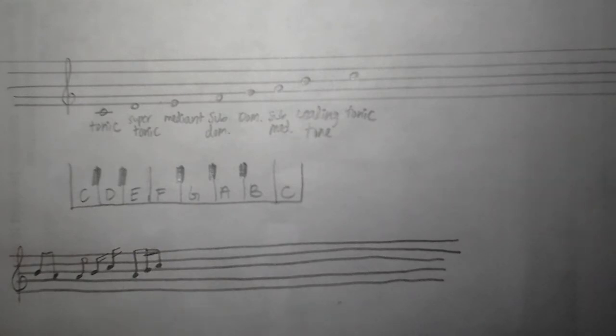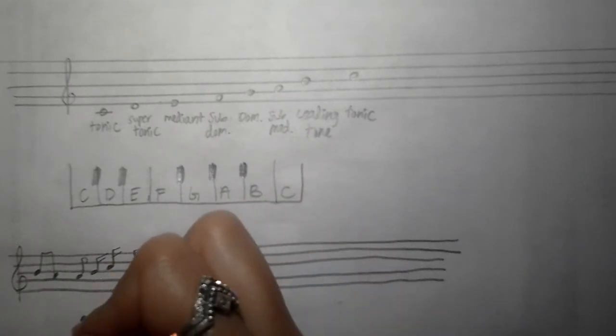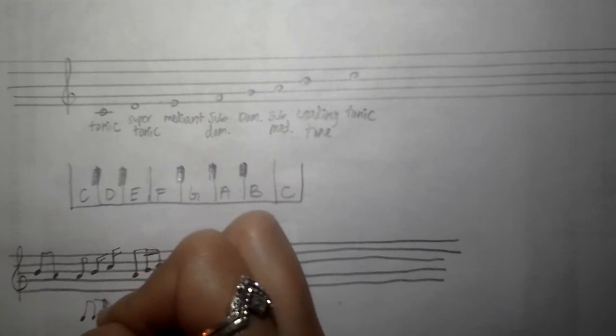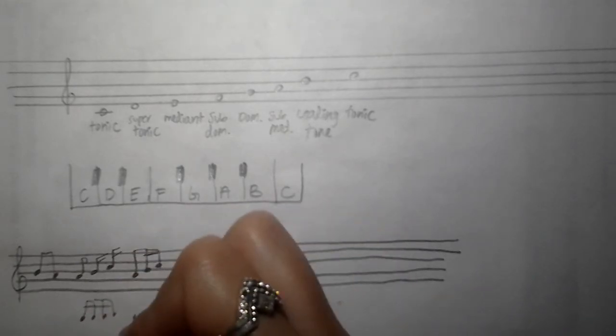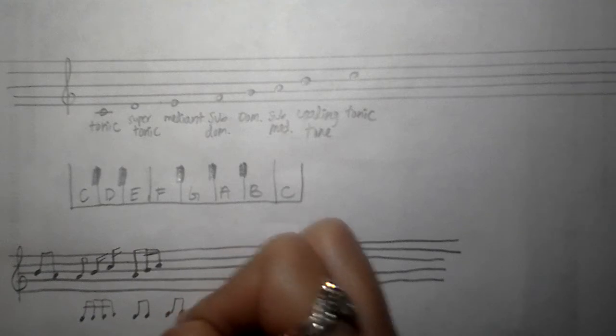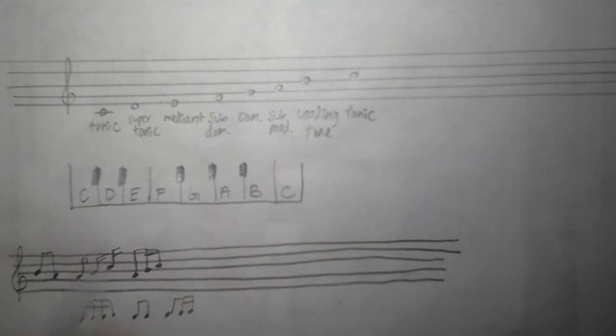So when you are beaming things, just make sure that if it's 16th notes, they have 2 beams at the top, and 8th notes have 1 beam. Typical beamings in 4/4 time are 4 16th notes, 2 8th notes, and an 8th and 2 16ths. So anytime you have anything like this, that should be beamed.